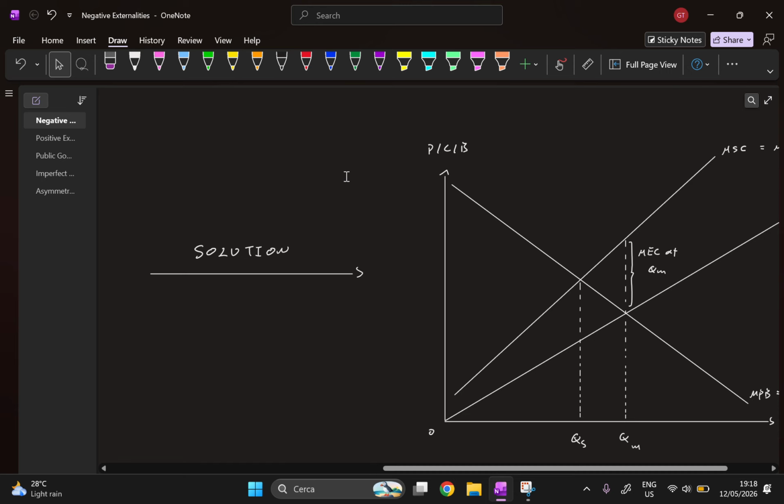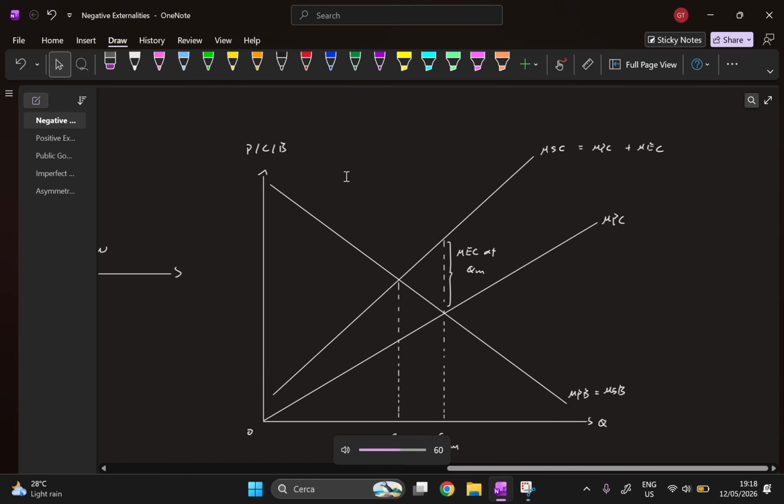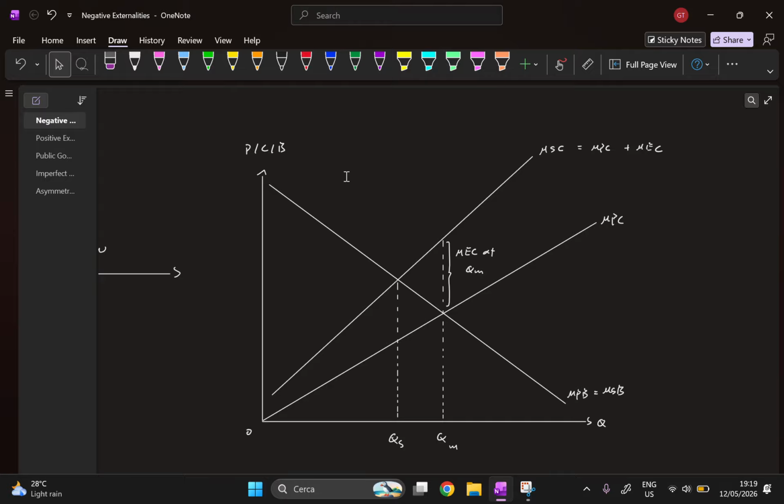We have looked at negative externalities, but now we need to look at the policy, or rather policies, that can be used to correct these negative externalities. So this is the externality graph that we just drew, and the solution that I'm going to show you now is what is called in your notes a Pigouvian tax.